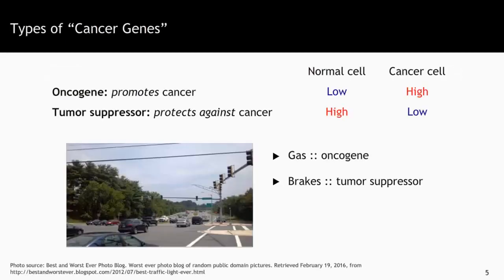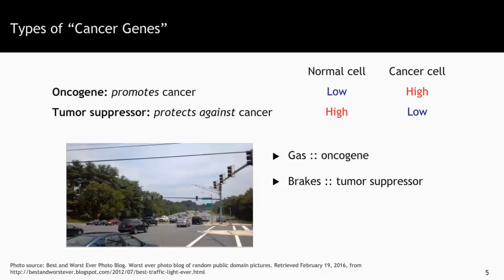There are two different types of so-called cancer genes, oncogenes and tumor suppressors. Oncogenes promote cancer, so in a normal healthy cell, expression of oncogenes is low, while in a cancer cell, expression of oncogenes is high. This is in contrast to tumor suppressors, which protect against cancer. So in normal cells, you'd have high expression of tumor suppressors, and in cancer cells, you would have low expression of tumor suppressors.